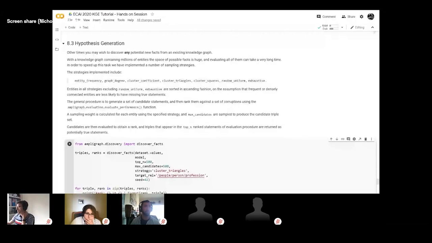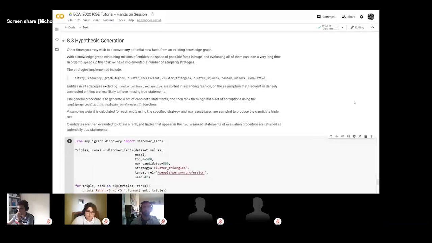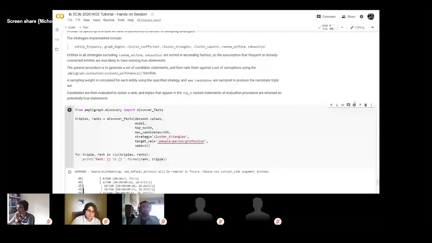The general procedure in how this works is we first generate a set of candidate statements and then we rank them against a set of corruptions using the built-in evaluate performance function. This is under the hood, though, so you don't want to concern yourself with this from here. And then each of those candidate statements are evaluated to obtain a rank, and triples that appear within a user-defined top-n level are returned as potentially true statements. So again, this is an example of the function.